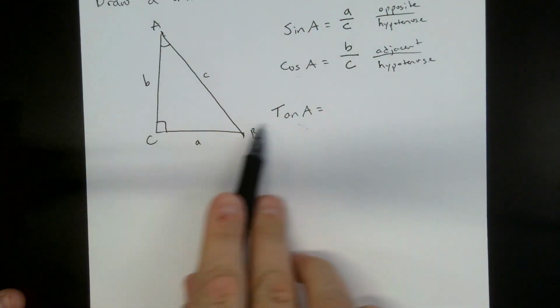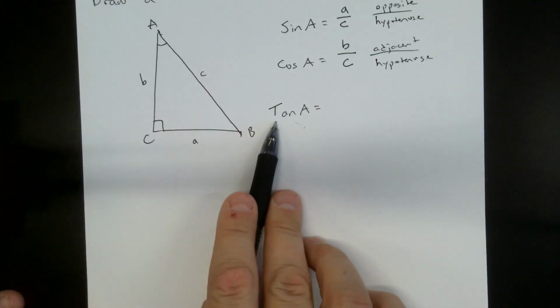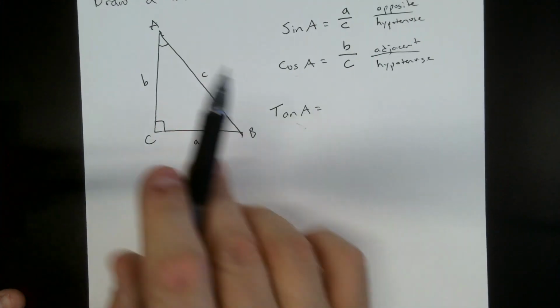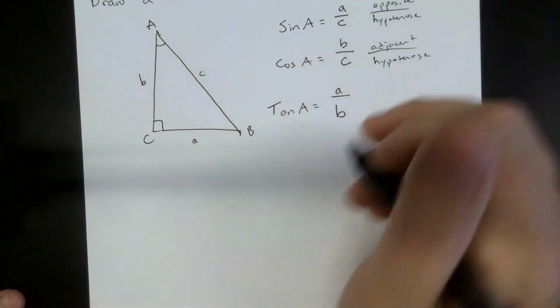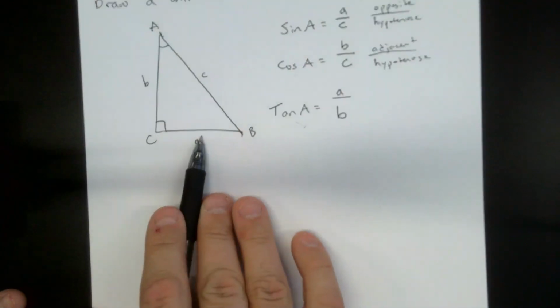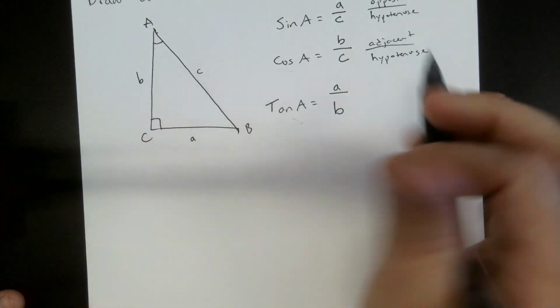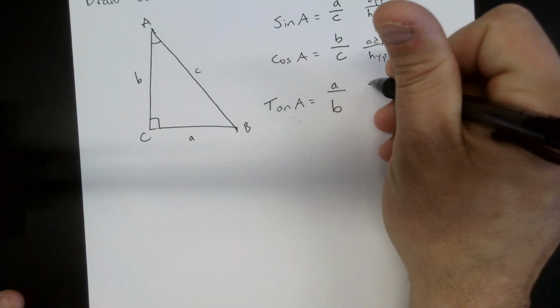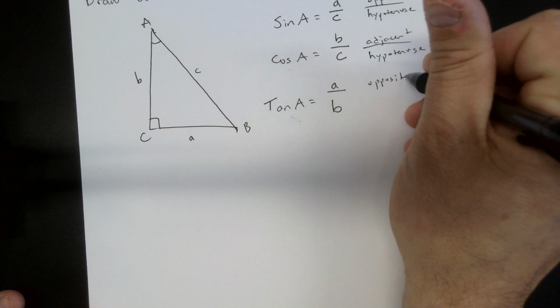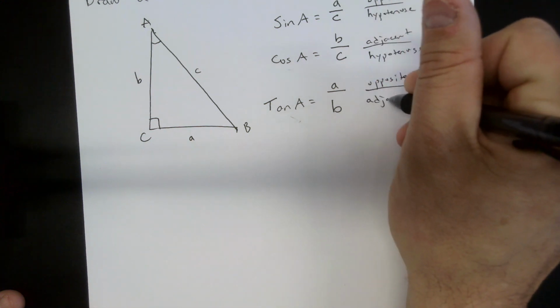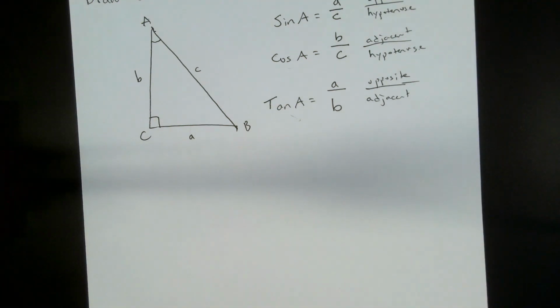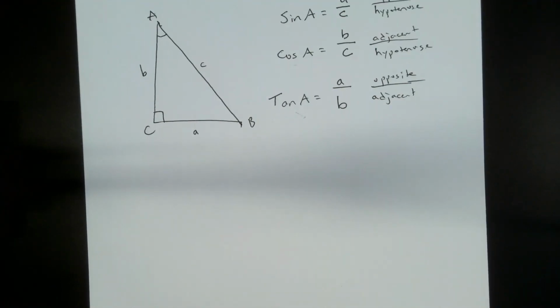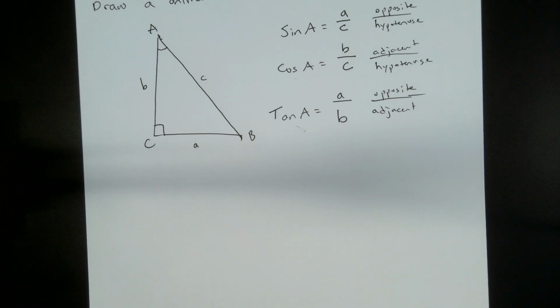Tangent of angle A is opposite over adjacent. Nope, yes, take that back. The other three. Okay, so now we're going to talk about this.